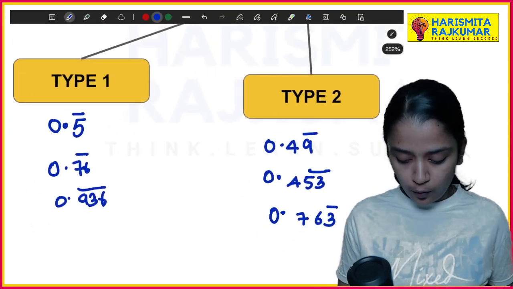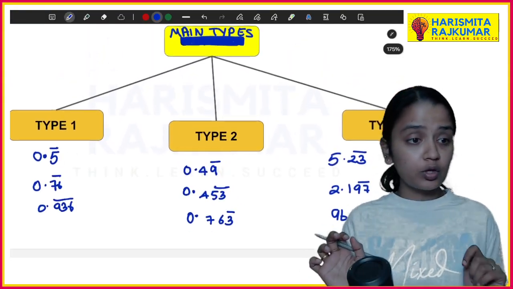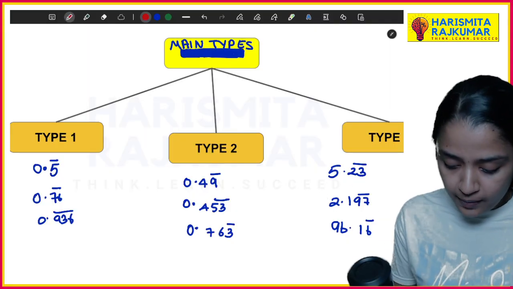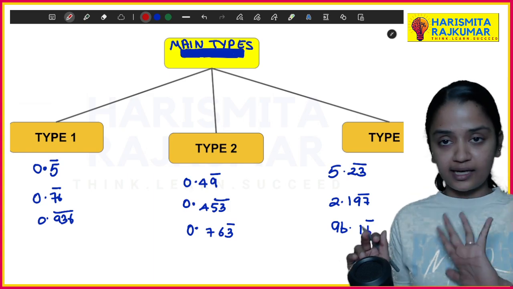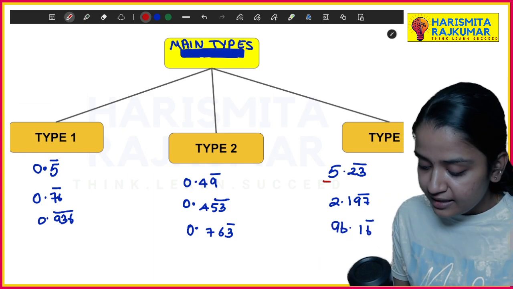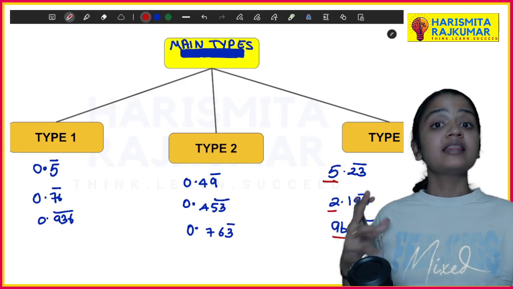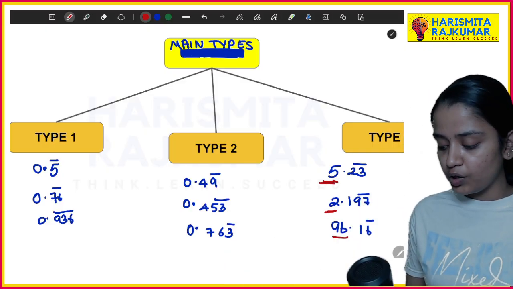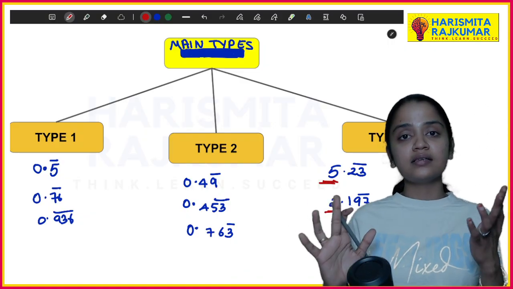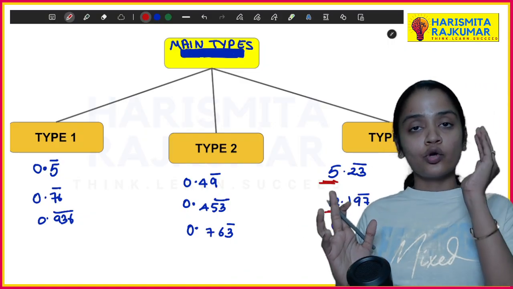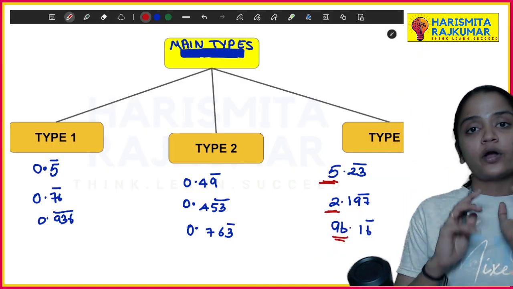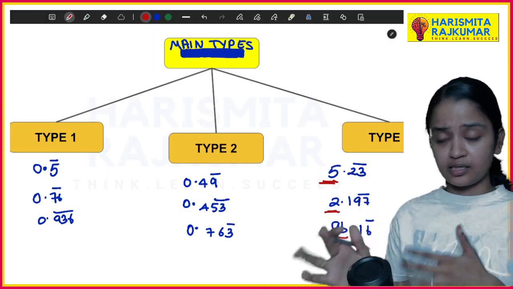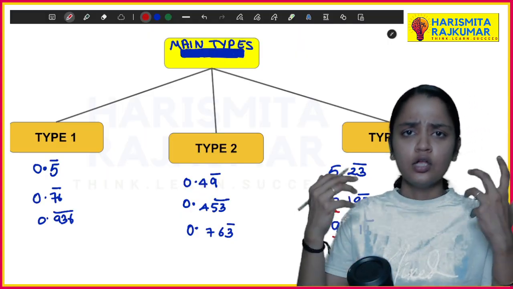Now I'll tell you the main difference. When you look at type 1, type 2 and type 3, let us leave type 1 and type 2 for now and go for type 3. Type 3 involves numbers before the decimal point. You have 5 here, 2 here, 96 here. So if you have type 3, before the decimal point there should be whole numbers, integers. So these are type 3.